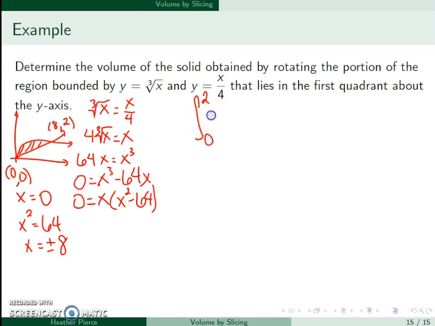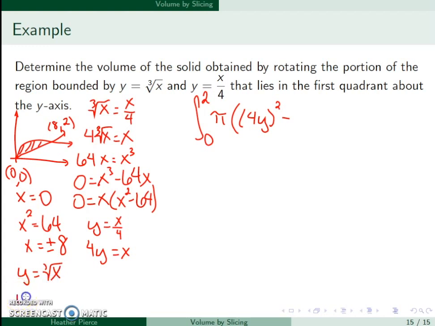We then need to do pi times the left function squared. So the left function is y equal to x over 4. To solve for x, we will multiply both sides by 4 and get 4y equal to x. So we have (4y) squared minus the right function squared. The right function is y equal to the cube root of x. To solve for x, we can cube both sides. That gives us y cubed is equal to x. So we have minus (y cubed) squared dy.